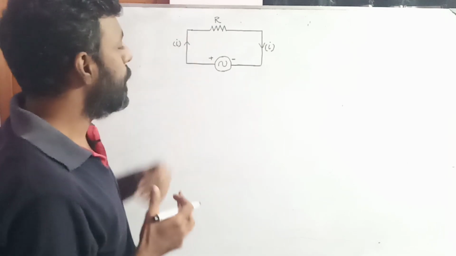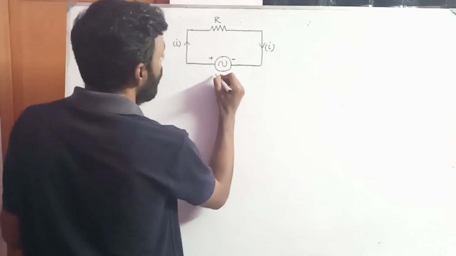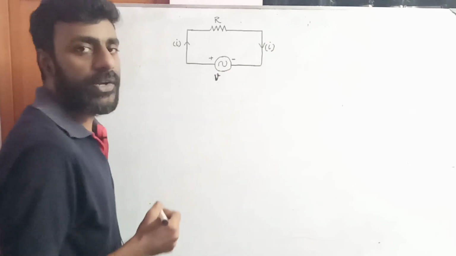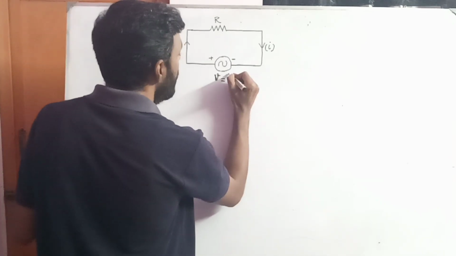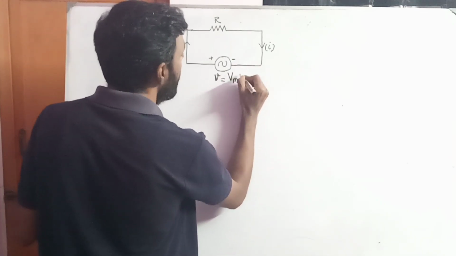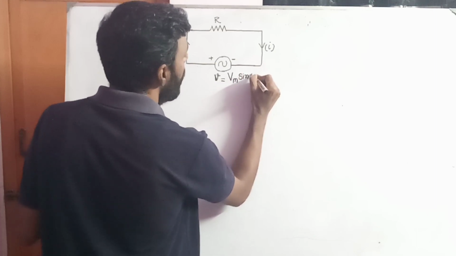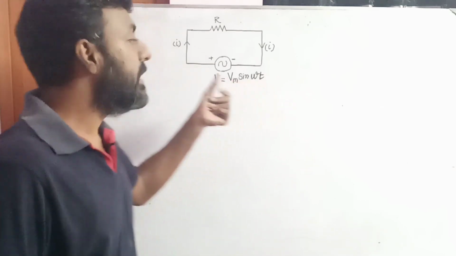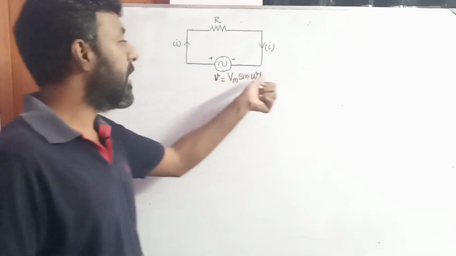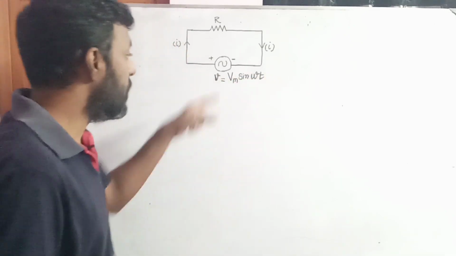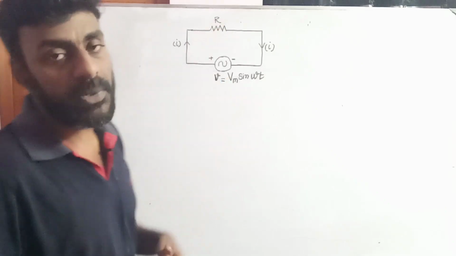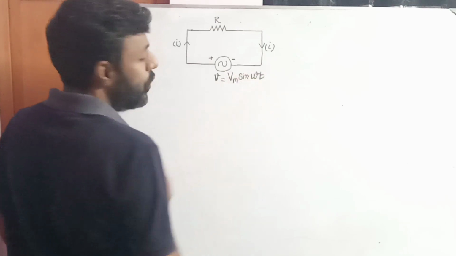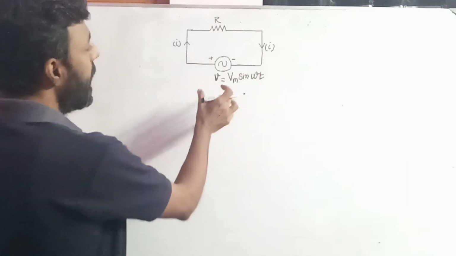Now let us assume the applied voltage. I am representing the applied voltage using a small letter v. v equal to capital Vm into sine omega t. So v is the applied voltage, and its value will be Vm into sine omega t, where Vm is the maximum voltage developed in the circuit. So now I have got this equation.